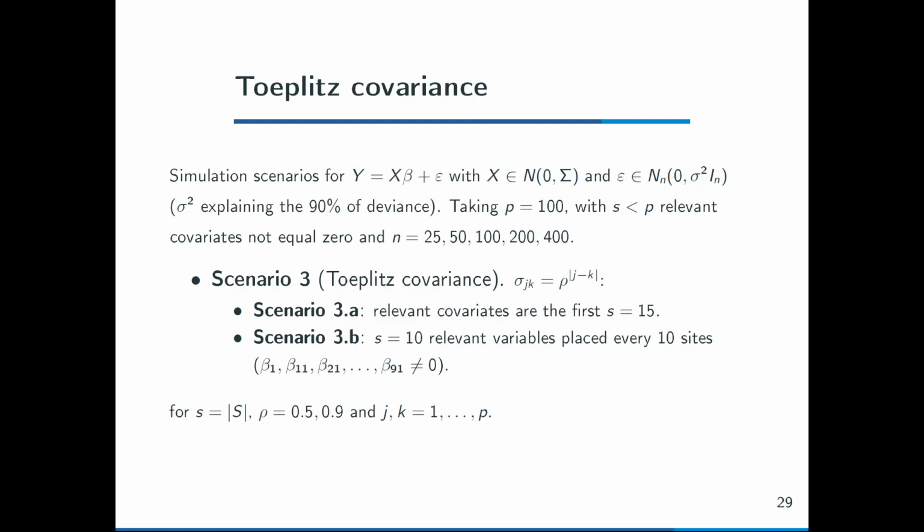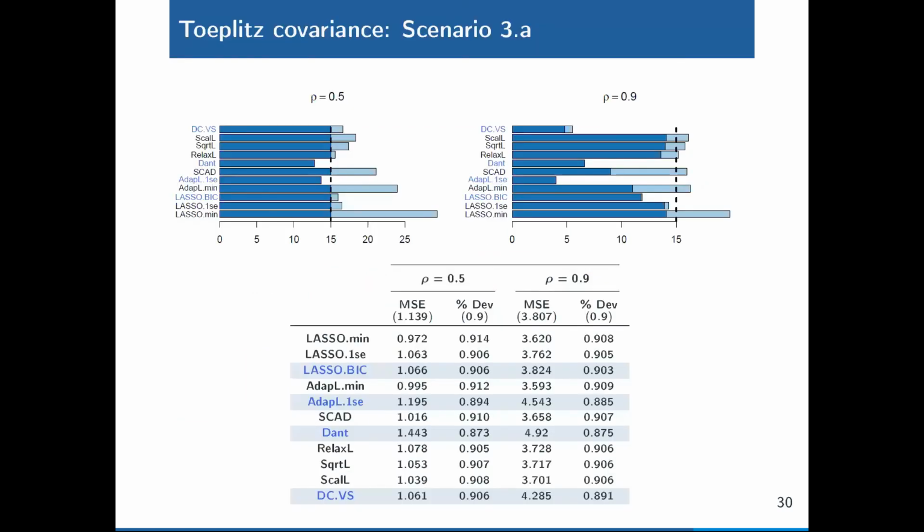So for this purpose, we again test for rho equals 0.5 and 0.9. We start testing in the scenario 3.a, where we have the relevant covariates in the first 15 locations, and due to our Toeplitz covariance structure, we know that all the covariates are related between them. This scenario is quite tricky.